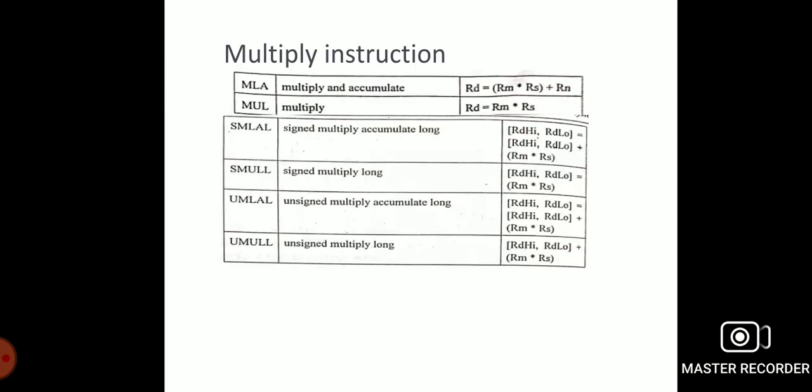Next, the multiply instructions. MLA is a multiply and accumulate. So the RD register is equal to RM multiplied by RS plus RN. And also the signed multiply accumulate long, and also the signed multiply long, and unsigned multiply accumulate long, and unsigned multiply long. So these are the multiply instructions of the ARM processor.